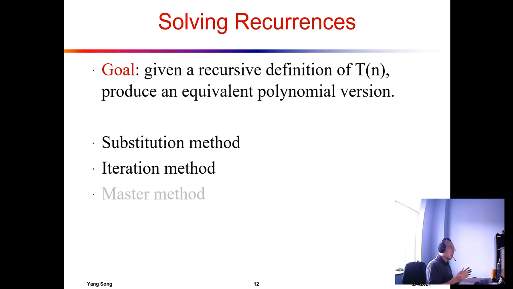So what is this process? This process is called solving recursions. Our goal is to take a recursive definition of T(n) and come up with an equivalent polynomial version. There are three major ways to solve recursions. We can do substitution, iteration, and then in the next class we are going to do the master method.